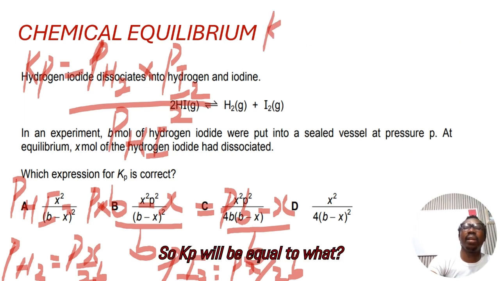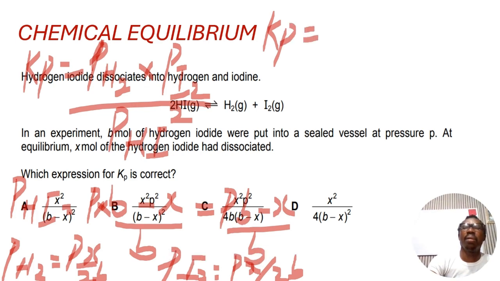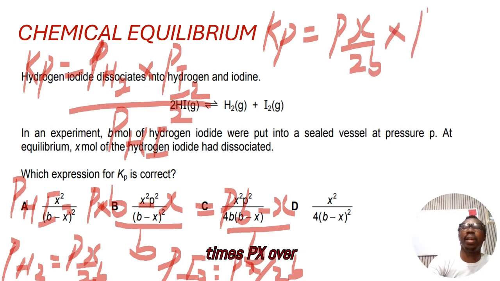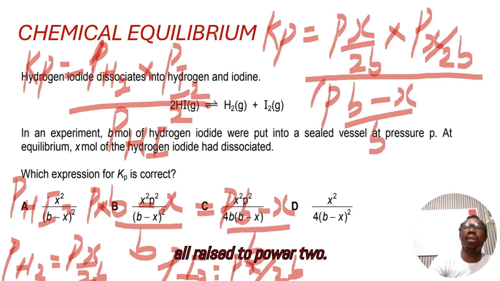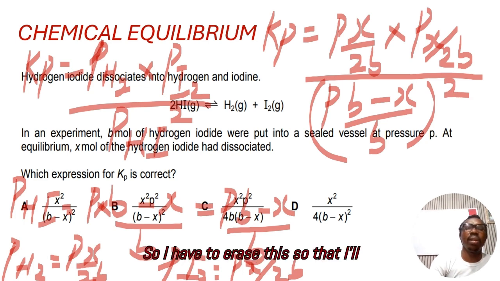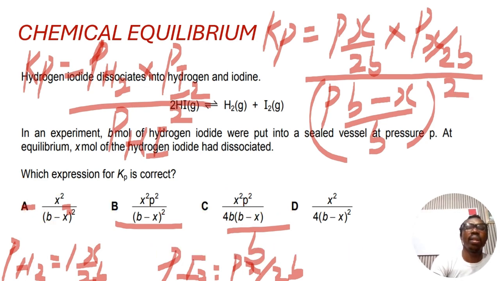So Kp will be equal to Px over 2b times Px over 2b, divided by P(b minus x) over b, all raised to power 2. So I have to erase this so that I'll have enough space.